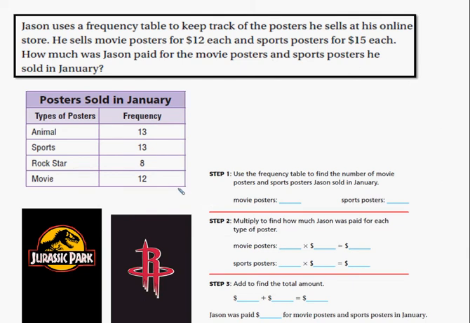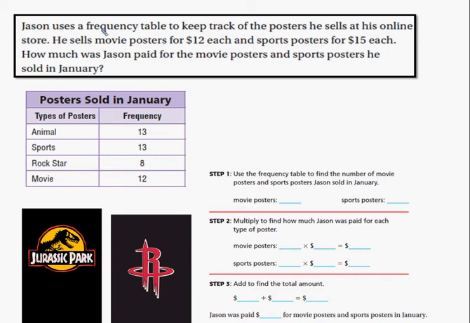So let's take a frequency table that we already have. It's already been put together, and we're going to interpret it. So this has the number of posters that are sold by Jason in January. He has animal posters, sports posters, rock star posters, and movie posters. He has 13 animal posters, 13 sports posters, 8 rock star posters, and 12 movie posters. That's what he sold in January.